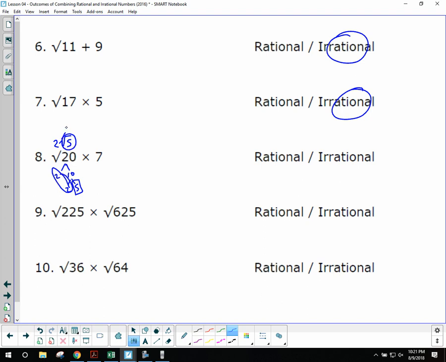Square root of 225, well, that's 15. This is 25. Those are two rational numbers, so it makes the whole thing rational. Square root of 36 is 6. Square root of 64 is 8. Two rational numbers means it makes it rational. I'm telling you, I'll bite my tongue 5 or 6 times doing these slides.